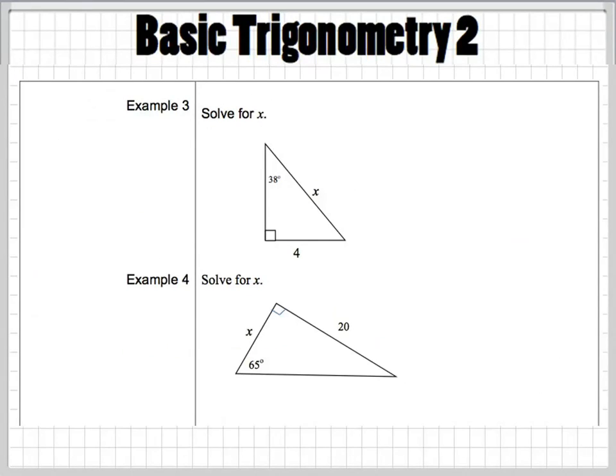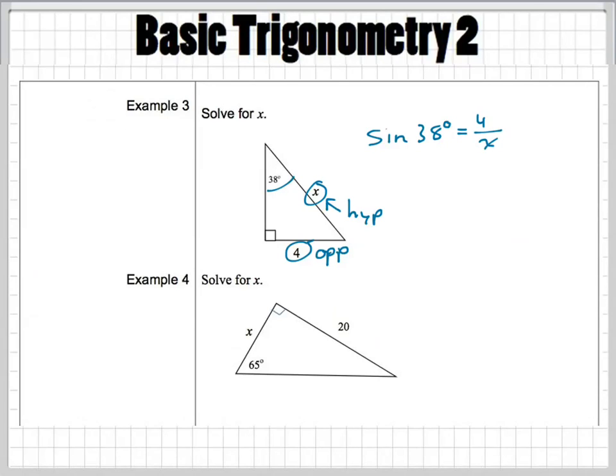Alright, for example 3, our reference angle is 38. So we're going to say sine of 38. And the reason why I picked sine is because when I look at our reference angle, we're given the 4 and we're trying to find the x. And so we have the opposite right here and we have the hypotenuse right here. Opposite over hypotenuse. That's sine. That's why I chose sine. So I have 4 right there over x.